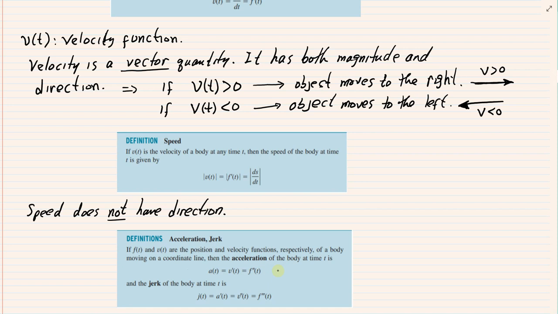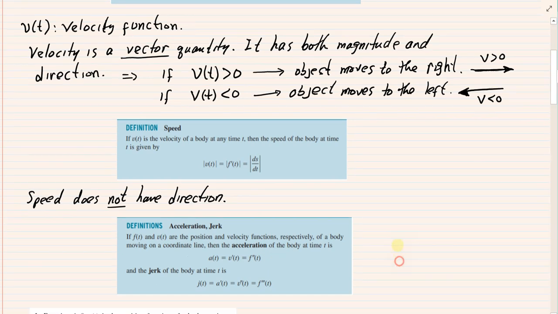Jerk is the rate of change of acceleration per unit of time. Okay, so anytime you find yourself being whiplashed in a car as you speed up, then that's the idea of a jerk. A rate of change of acceleration per unit of time.